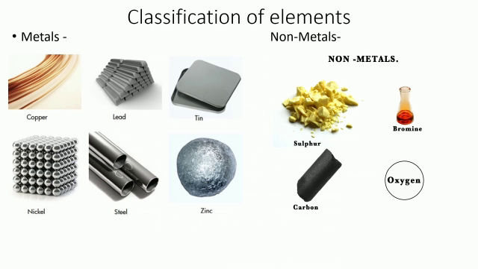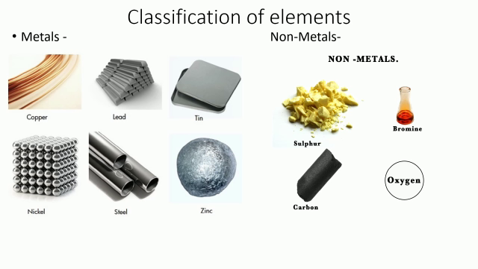Classification of elements. Generally, the elements are classified into two groups, metals and non-metals. In standard 6th, we have studied about the properties of metals such as malleability, ductility, conductivity of heat and electricity, density, luster, and sonority. Examples of metals are copper, iron, lead, tin, gold, etc.